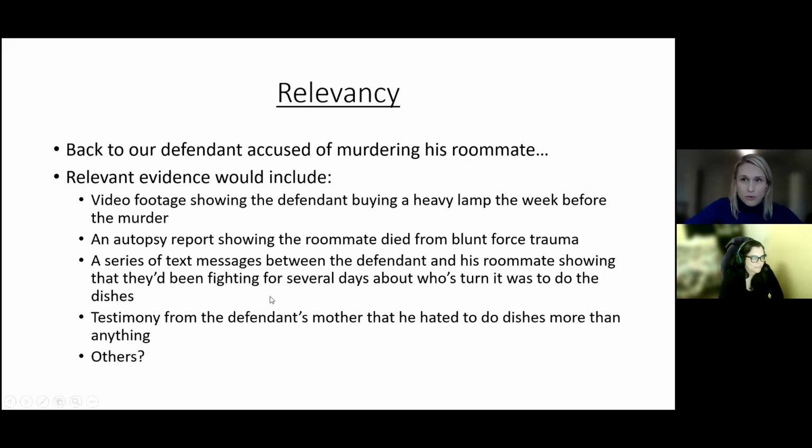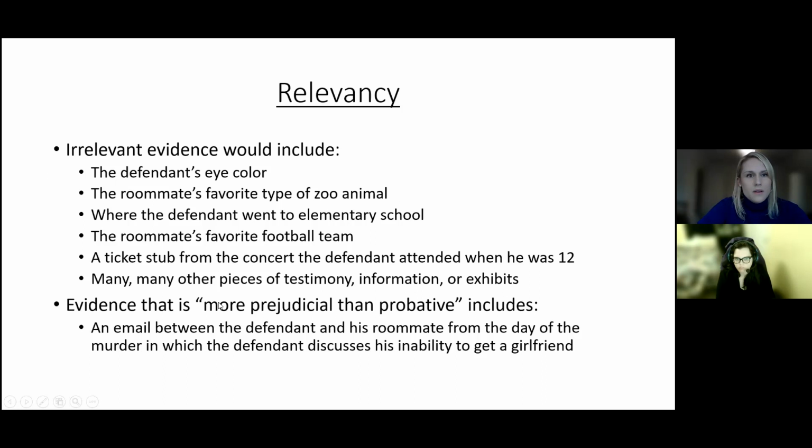It would be relevant to know whether or not he was living there at the time, or it'd be relevant for him to say, I'd been staying with this person for the last week because the decedent was playing loud music all the time. So that would be relevant to where he was at the time of the murder. Irrelevant: eye color, zoo animals, the dog example I said earlier, elementary school, football teams, ticket stubs. Anything that doesn't have to do with murder, when it occurred, why it occurred, how it occurred.